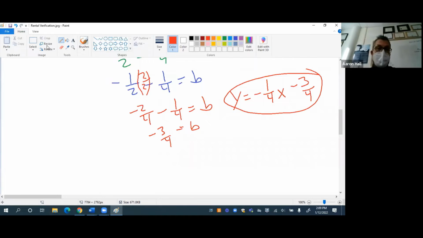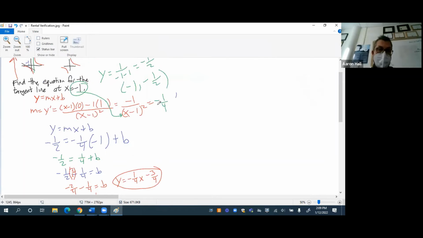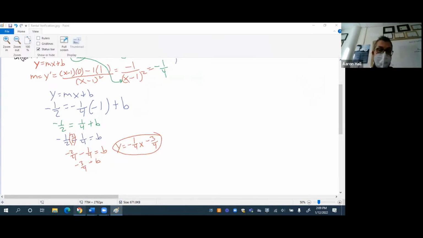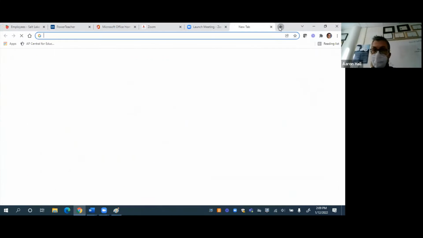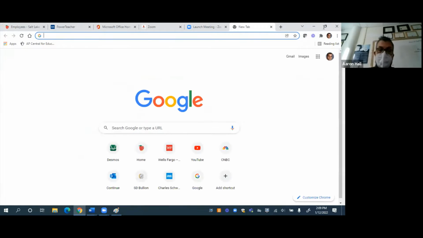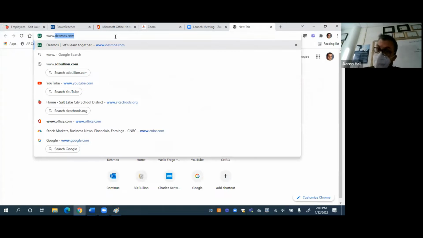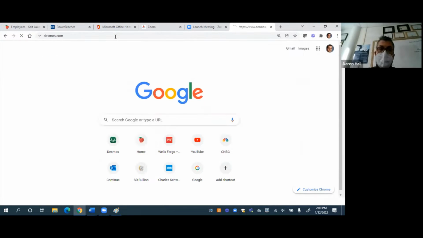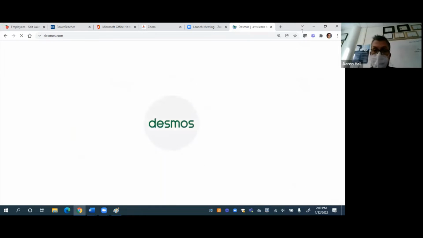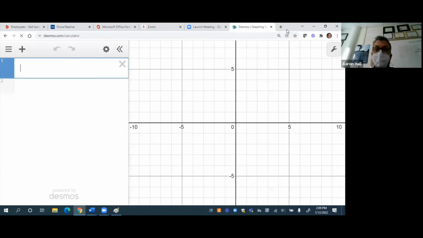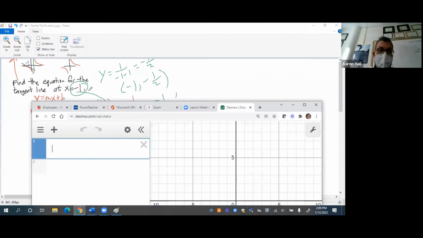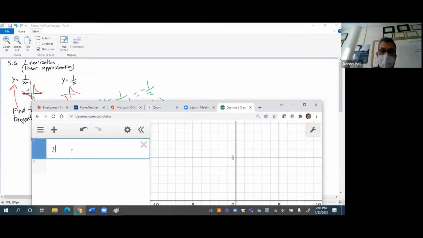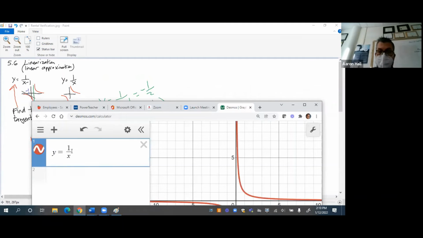So that's our equation. Let's zoom out a little bit so we can see it all. I'm going to go to Desmos. I think it's always satisfying after you find something like the equation for the tangent line to graph it and see that we did indeed have the right answer. So I'm going to type in our original equation of y equals 1/x minus 1.